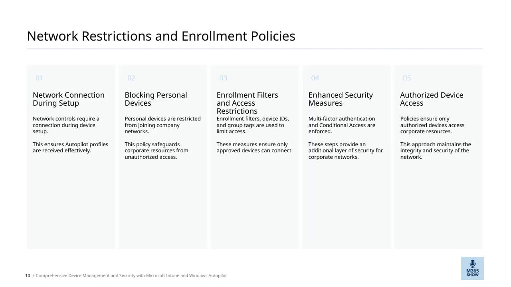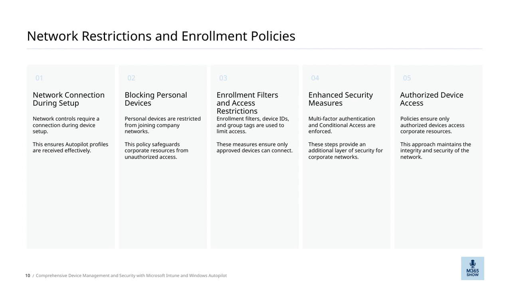On this slide, we're focusing on network restrictions and enrollment policies, which are crucial for maintaining a secure and controlled environment. Policies ensure that only authorized devices can access our corporate resources, which helps us protect the integrity and security of our network. We implement measures like multi-factor authentication and conditional access to add extra layers of security, making it much harder for unauthorized users to gain access. These steps are essential for safeguarding sensitive information and maintaining trust.